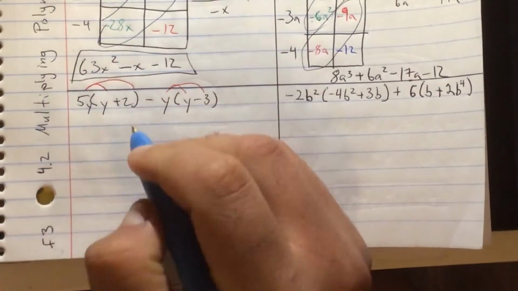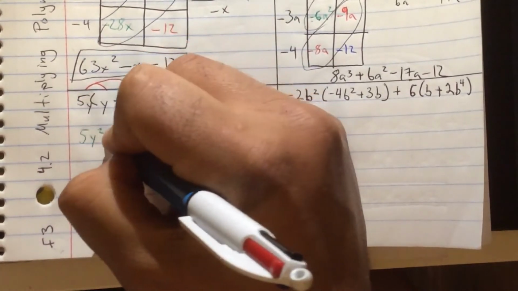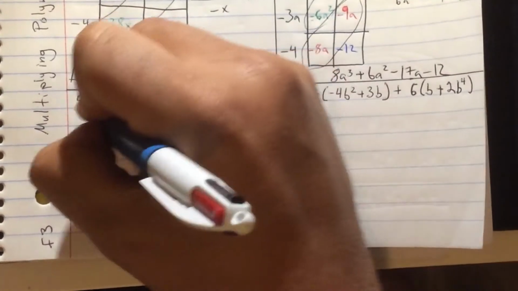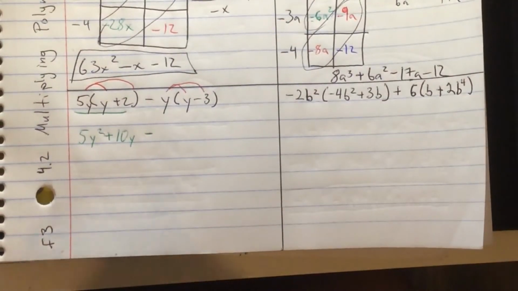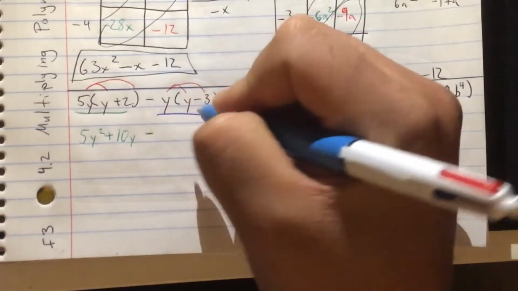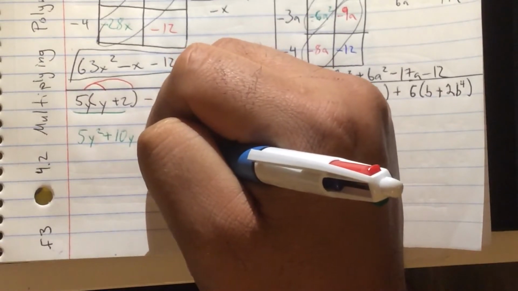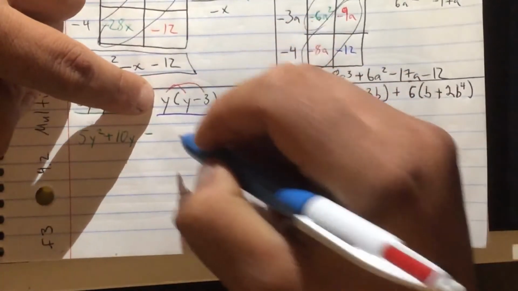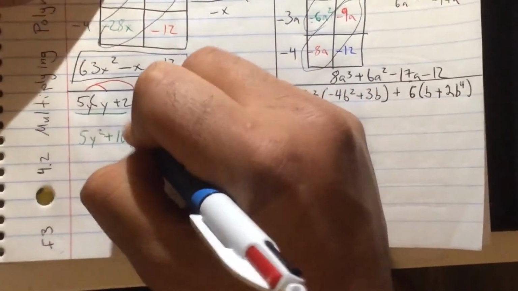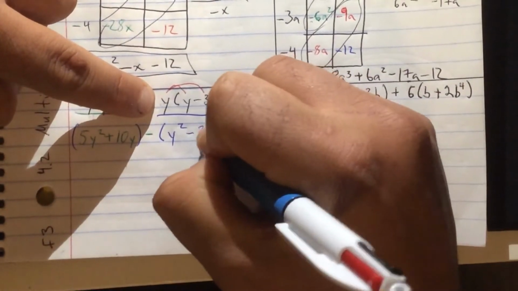We have 5y times y would give us a 5y squared. And 5y times positive 2 would give us a positive 10y. Now we're still subtracting. Remember, this one's in green. Now we're going to go to blue. So we have negative y times y. We'll leave it like this. So we have y times y, which would give us a y squared. And then we have y times negative 3, which would give us a negative 3y.